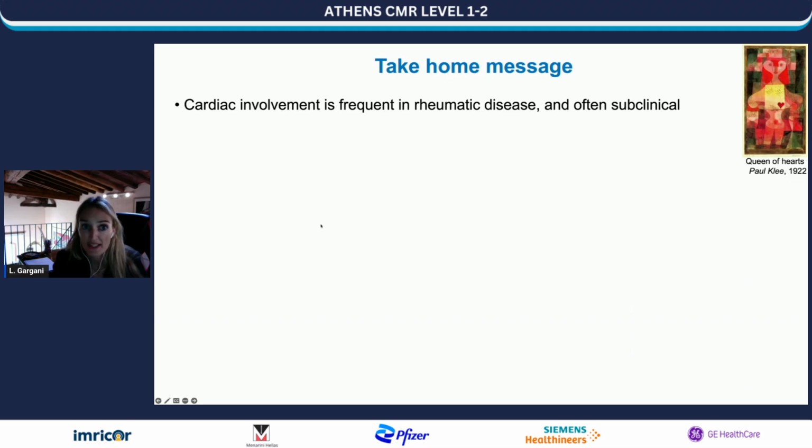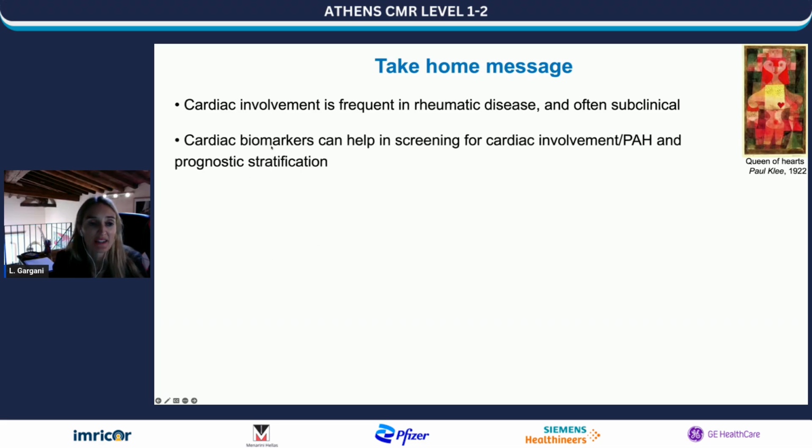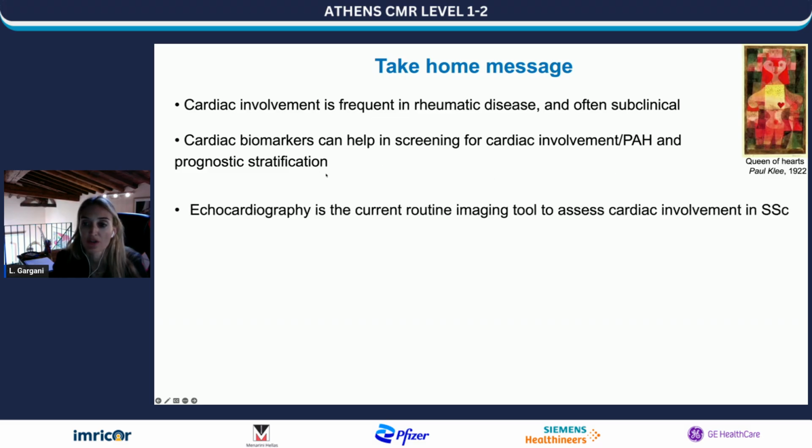So this brings us to the take-home messages, which is that cardiac involvement is frequent in autoimmune rheumatic disease and often subclinical. And in the beginning, it is always subclinical. Cardiac biomarkers can help in screening for both cardiac involvement and PAH, and they are very strong as prognostic stratificators.